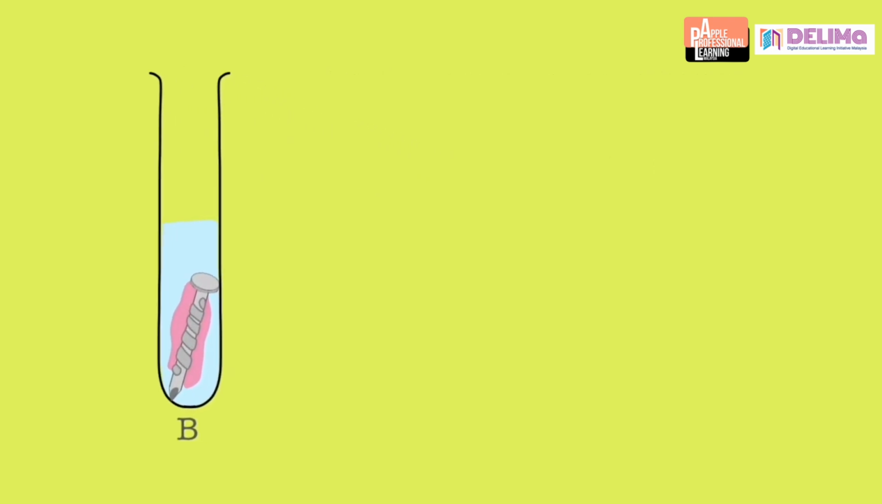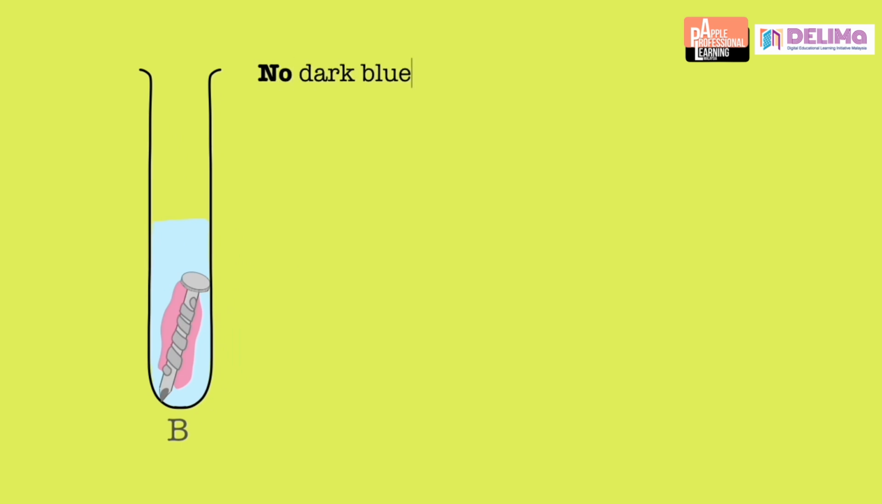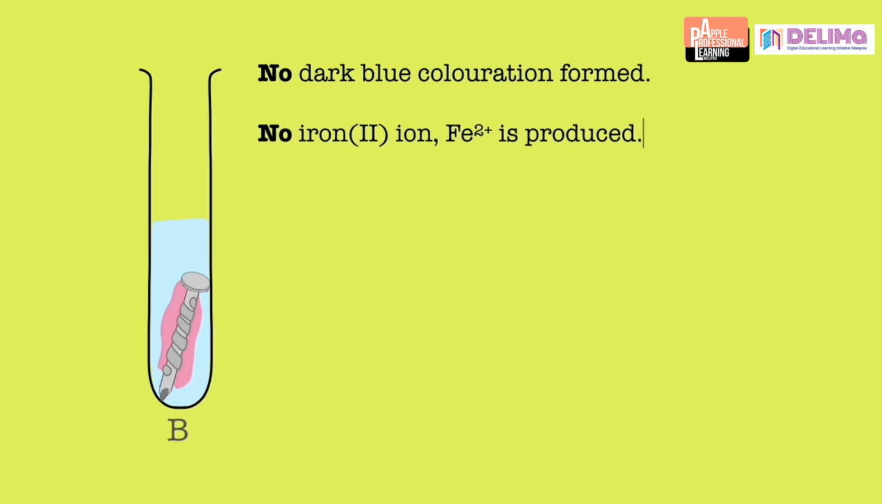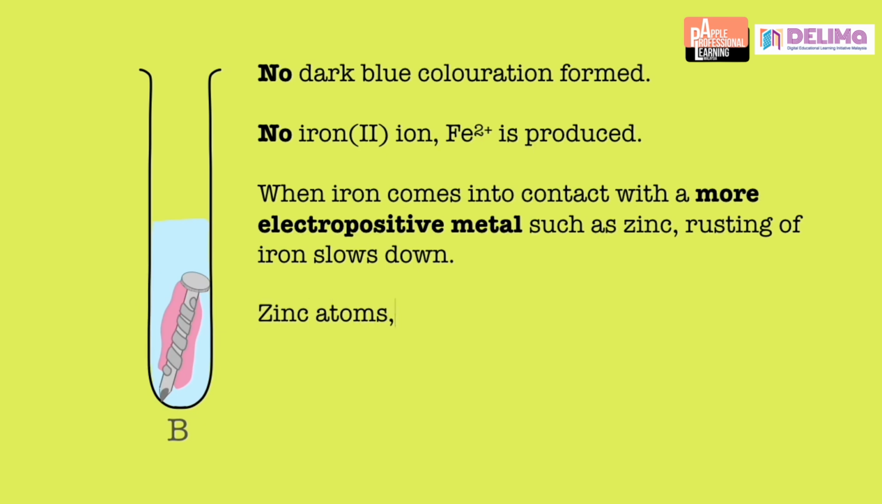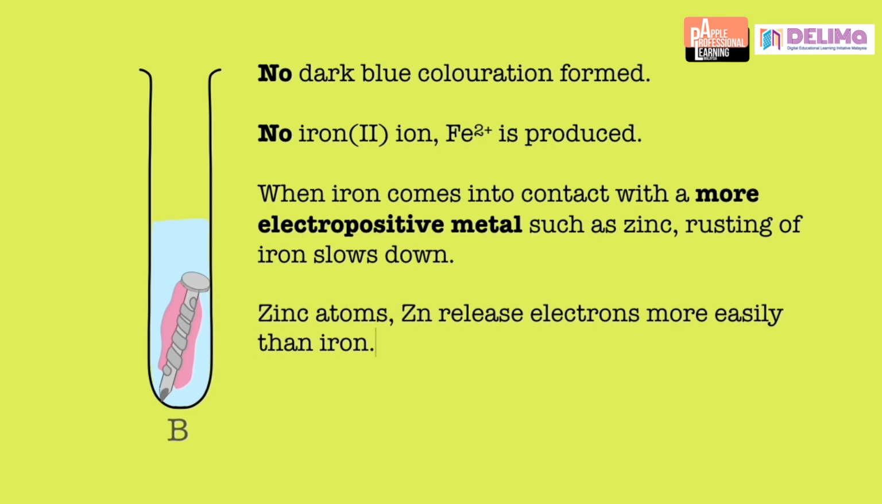In test tube B, no dark blue coloration formed. It shows no iron(II) ion is produced. When iron comes into contact with a more electropositive metal, such as zinc, rusting of iron slows down. Zinc atoms release electrons more easily than iron.